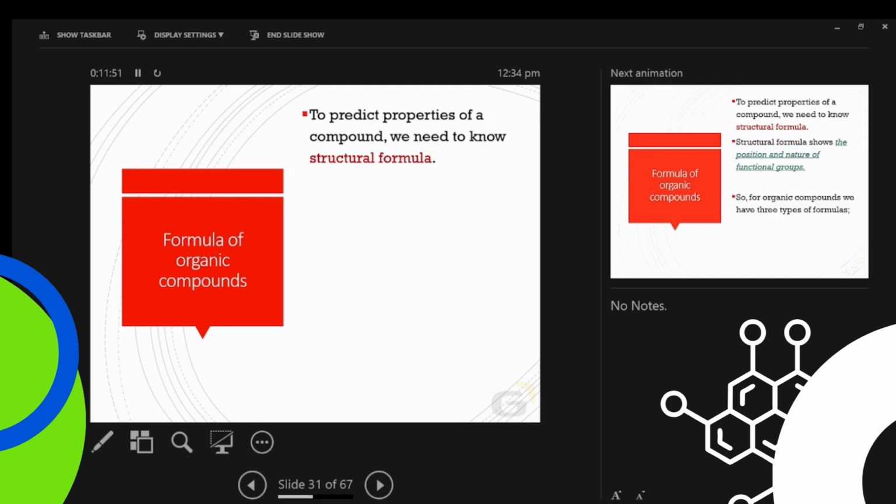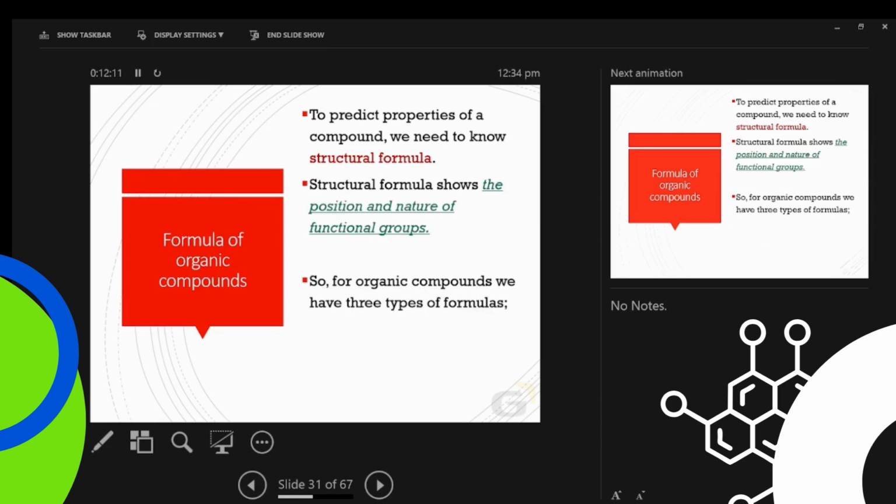So why is it important? To predict the properties of a compound, we need to know the structural formula. Without the structure, without the functional group, you cannot tell what type of properties are going to be there, or with which reagent or with which compound or molecule it can react. So the structural formula shows the position and nature of functional groups.